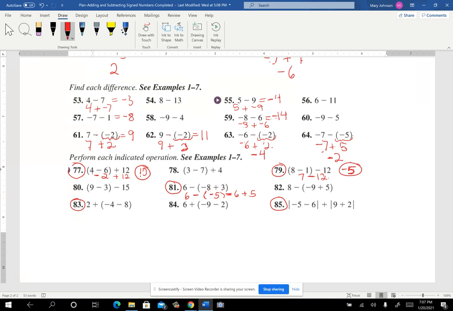So 6 minus a -5, the opposite of -5 would be +5. So we really have 6 plus 5. So the answer on 81 would be 11.